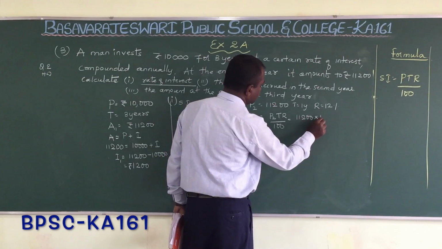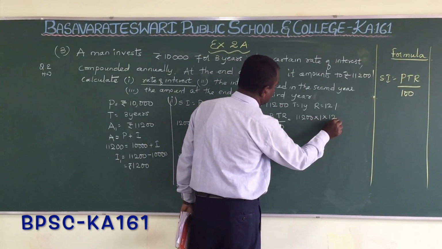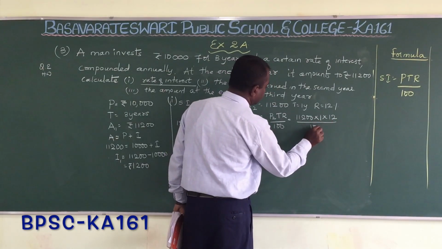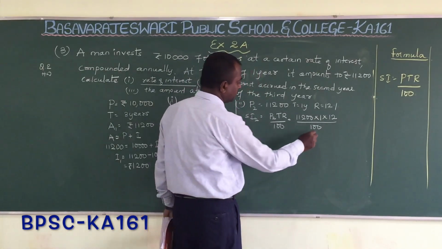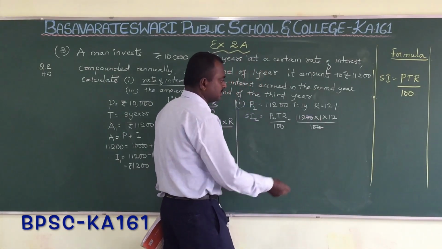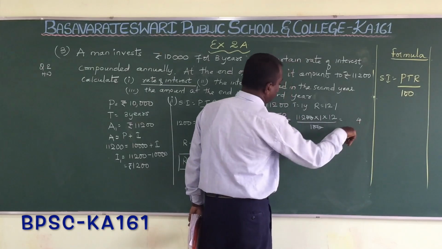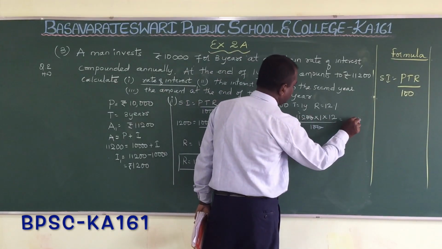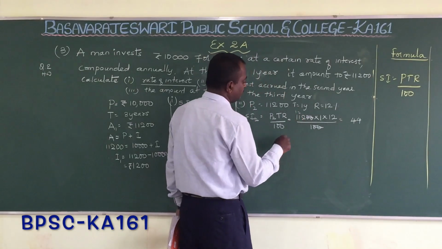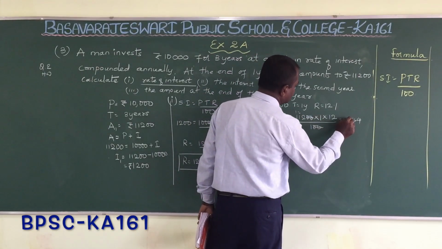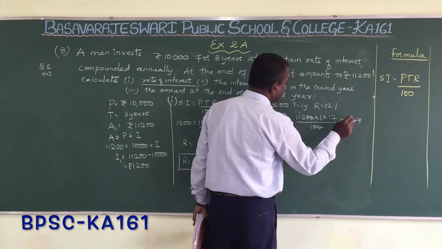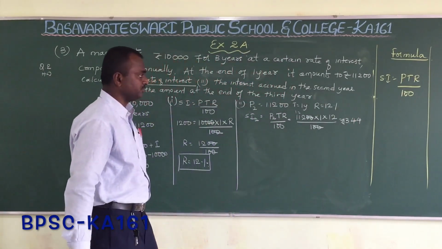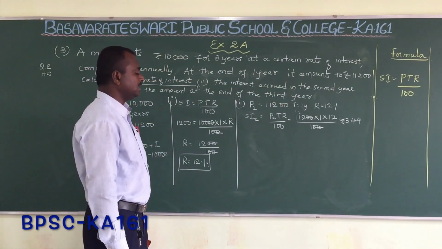11,200 into time is 1 year into rate is 12 by 100. So two zeros cancel. 12 2s are 24. 12 1s are 12, 14. 12 1s are 12 plus 1, 13. 1344, that is rupees 1,344, the simple interest for the second year.